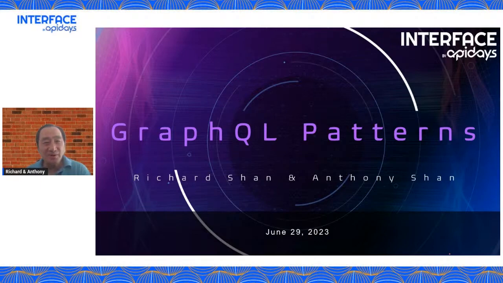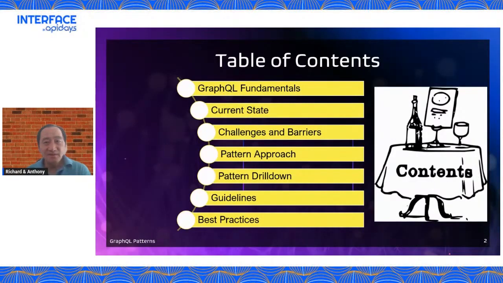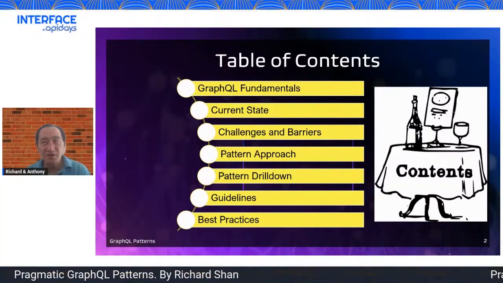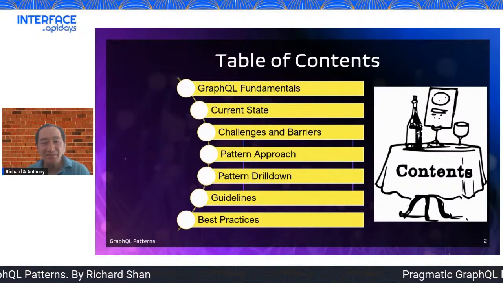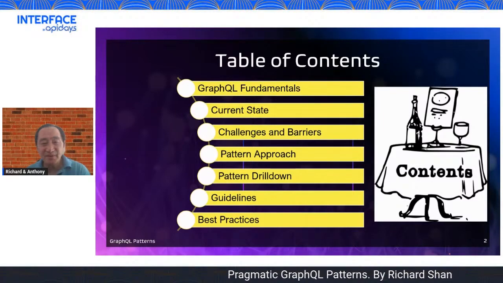Today we're going to talk about the GraphQL patterns. So this is a list of the topics we're going to hit today. We start with some fundamentals about GraphQL. We look at the current state, look at some of the challenges and the barriers we have today. Then we introduce a pattern approach. From there, we drill down into a specific module in the pattern model. Then we talk about some of the guidelines and best practices.